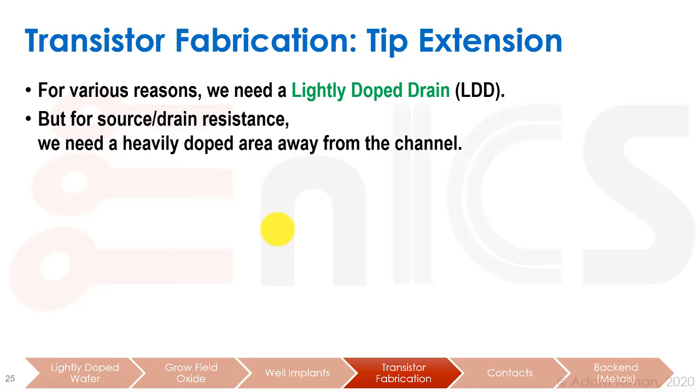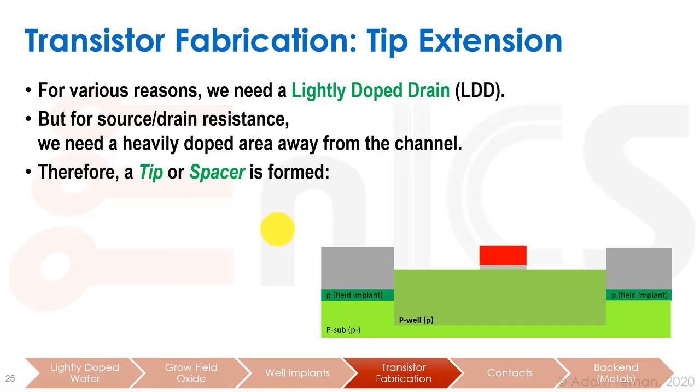However, we can't make the whole diffusion lightly doped, because in order to make the contact good between the contact and the diffusion, so we won't have high resistance between the contact itself and the channel, the source and the drain need to be heavily doped, so it'll be close to a conductor and not a semiconductor. Okay, so what we do is we use what's called a tip or a spacer.